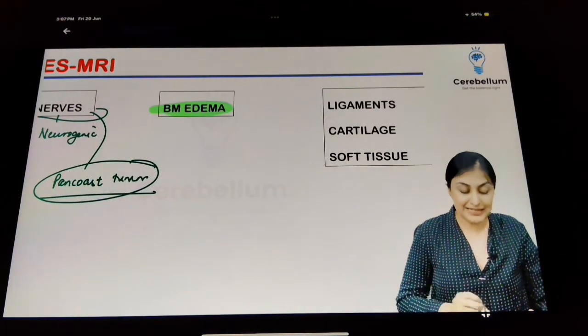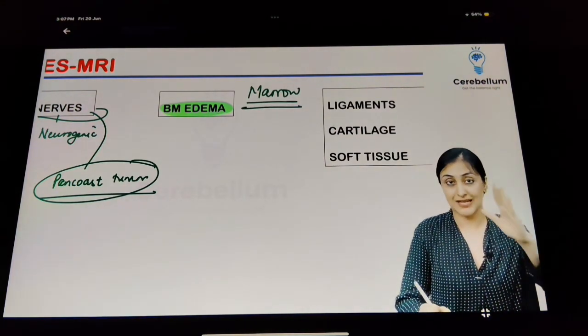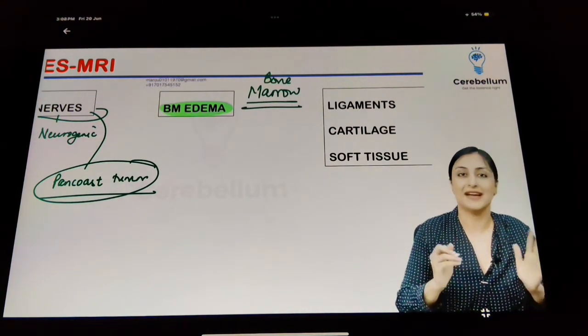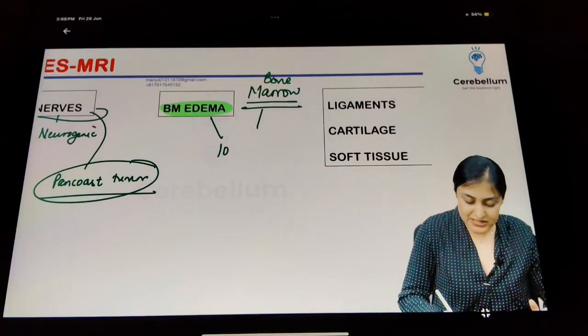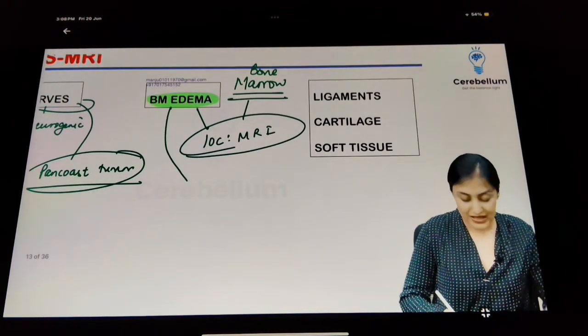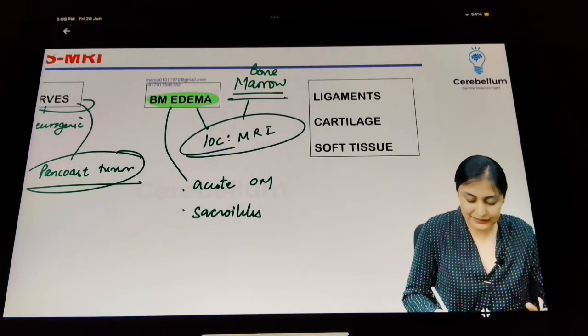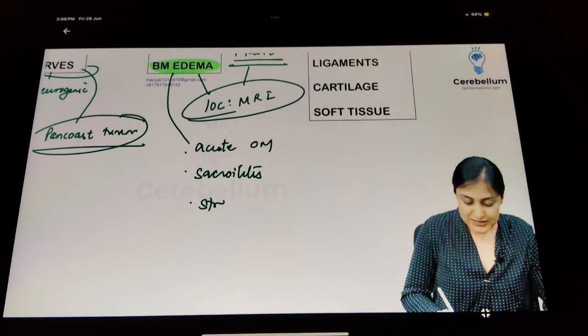Next concept, bone marrow edema. What did we understand? Anytime I hear cortex of the bone, it is CT. But anytime I hear bone marrow, what is going to be my investigation of choice? It is going to be MRI, right? So now what are the applications of bone marrow edema? Anytime I want to see acute osteomyelitis, or let's say sacroiliitis, any inflammation starts from the bone marrow. Let's say stress fracture, very important.